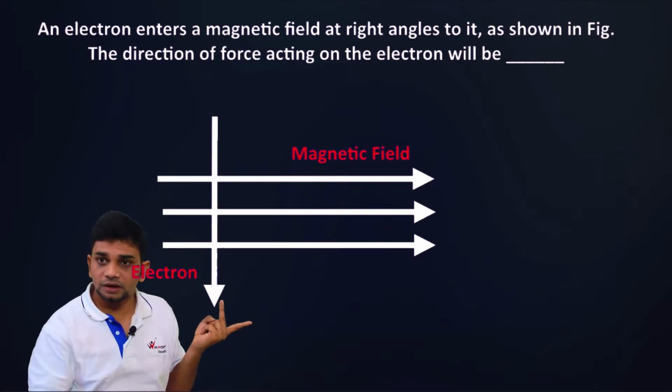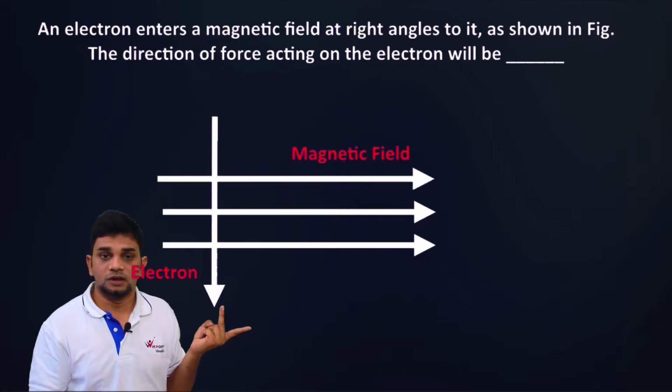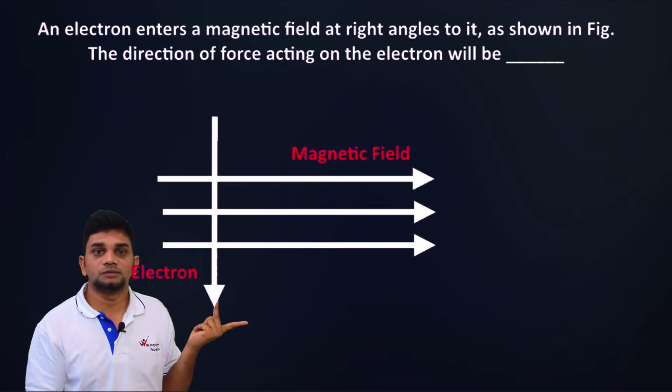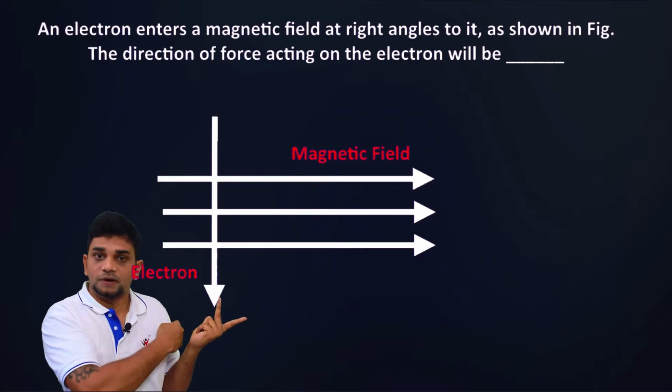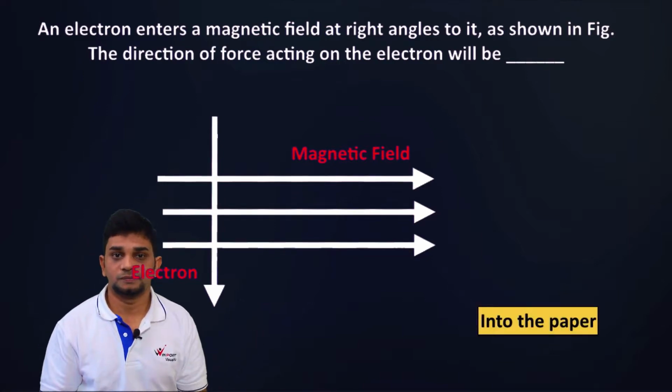Electron flow is in downward direction, but current will be flowing in upward direction, opposite of electron flow. What is the direction of thumb now? It is into the paper, right? Into the screen. So direction of force will be into the paper.